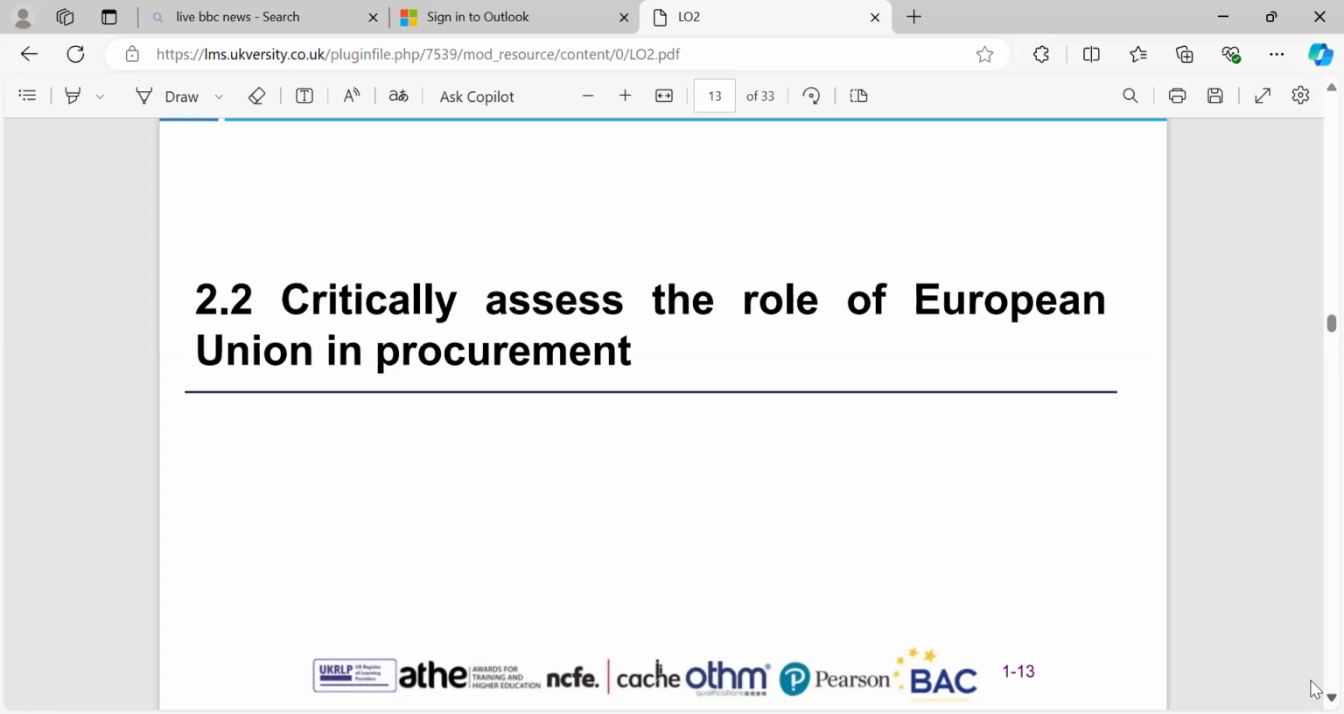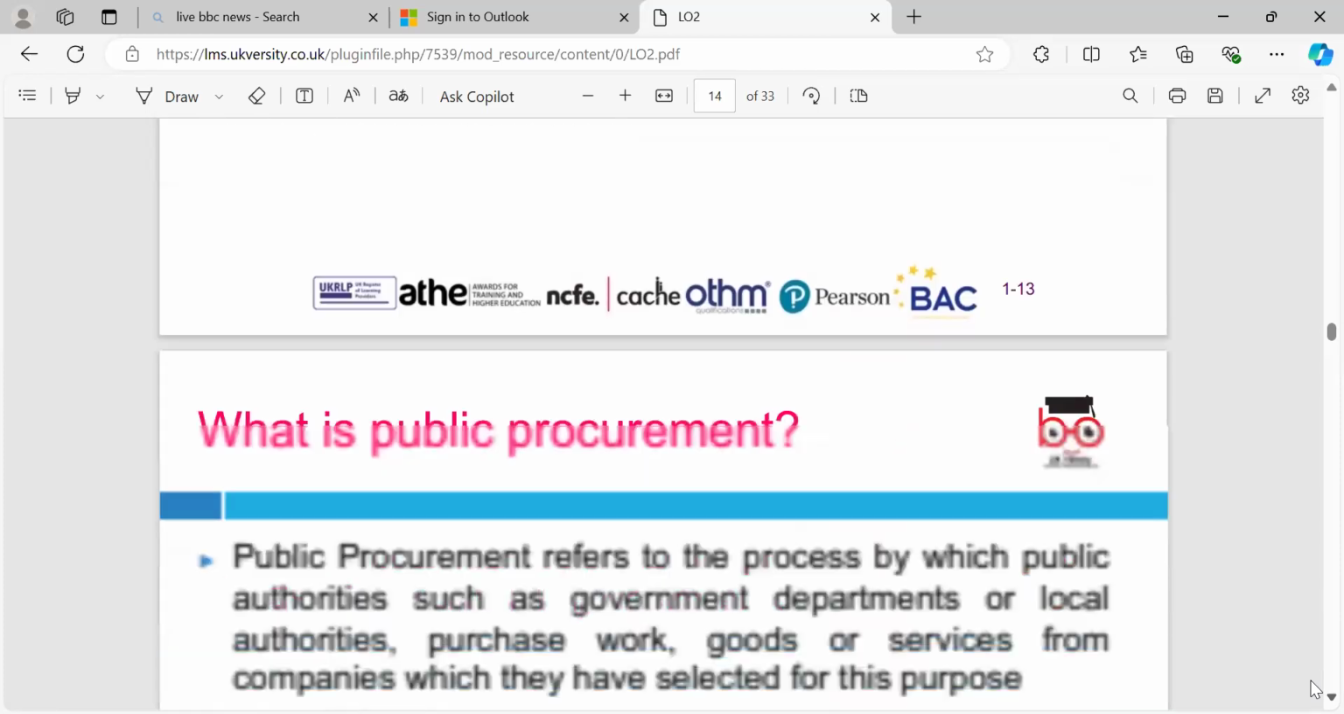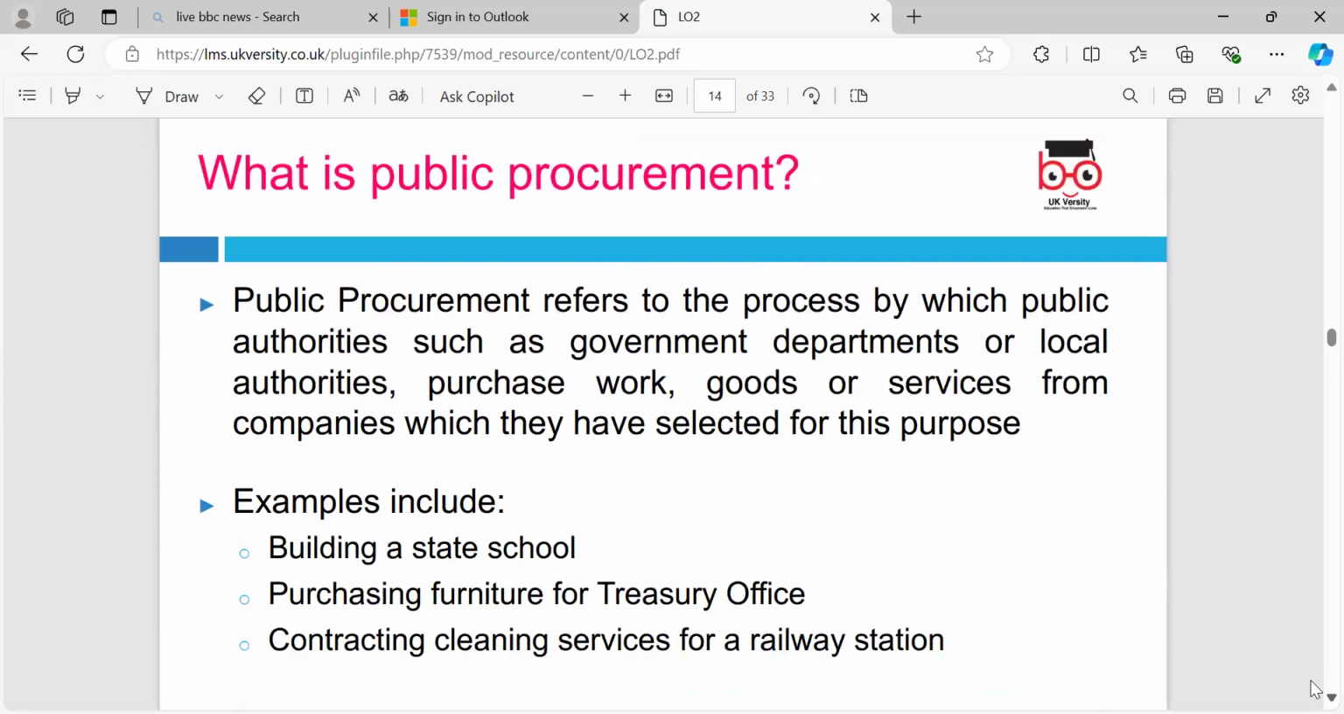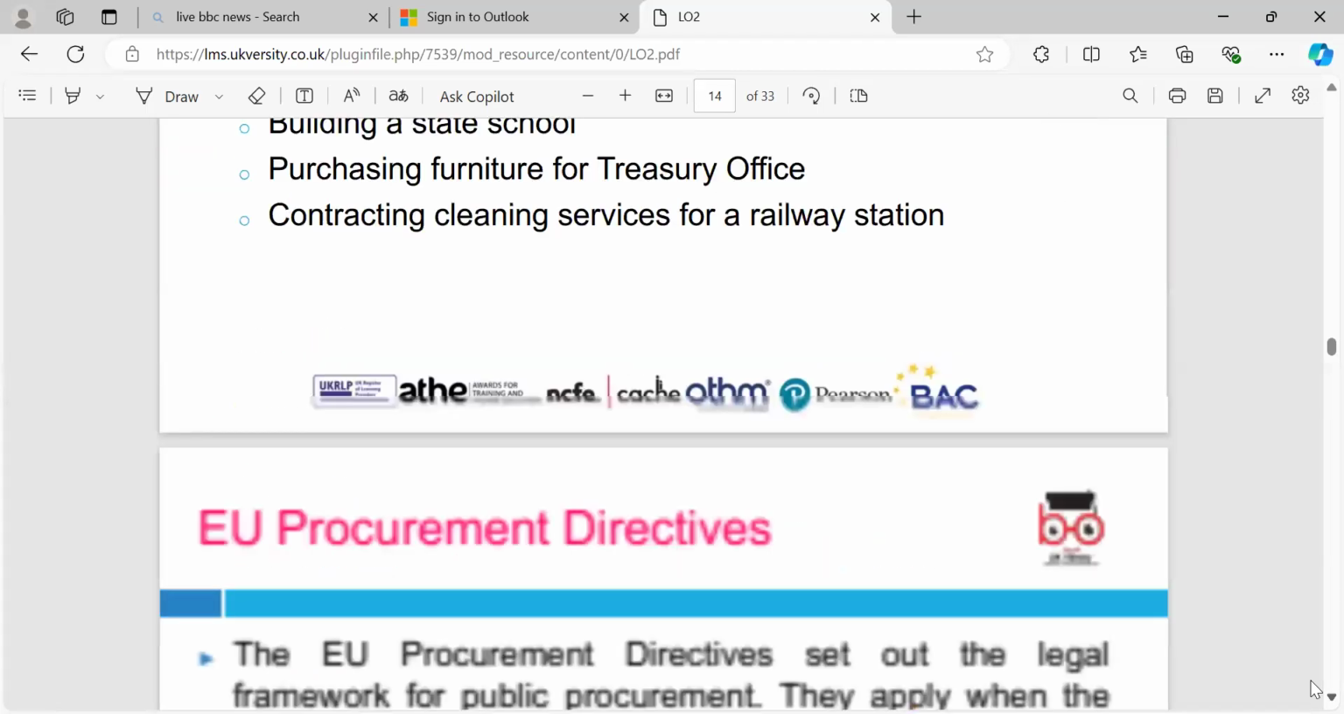Critically assess the role of the European Union in procurement. So what is public procurement? It refers to the process by which public authorities, such as a government department or a local authority, purchase work, goods and services from companies selected for this purpose. Examples: building a state school, purchasing furniture for the treasury office, contracting cleaning services for the railway station.